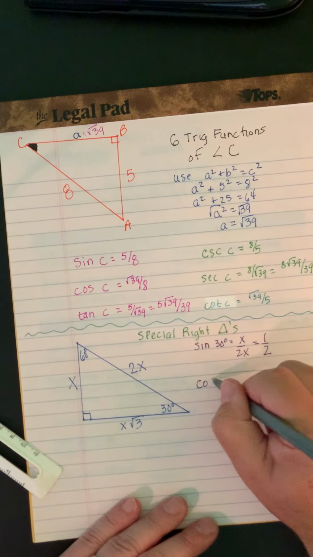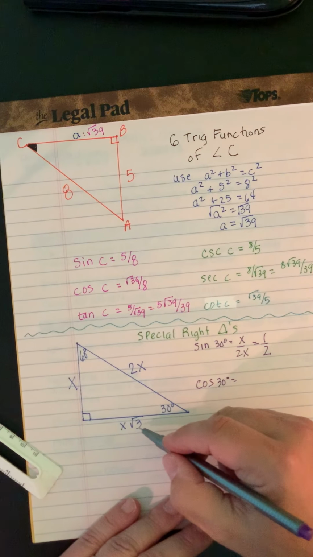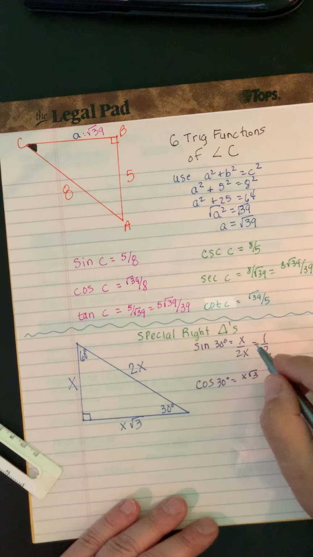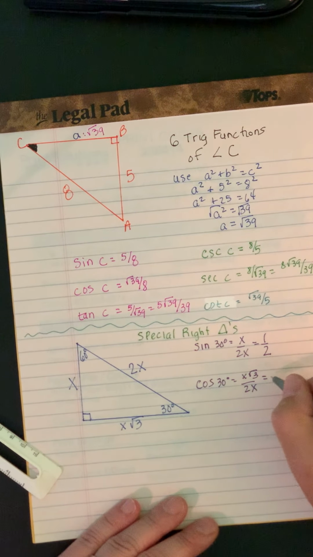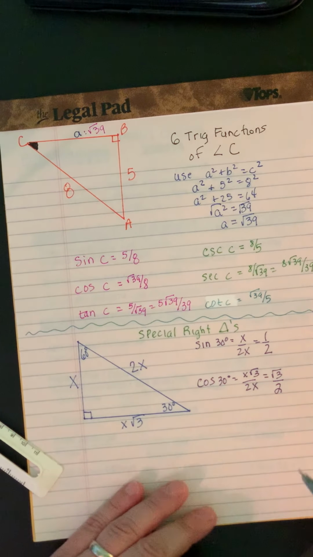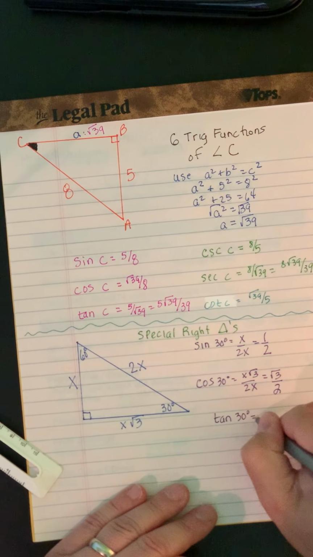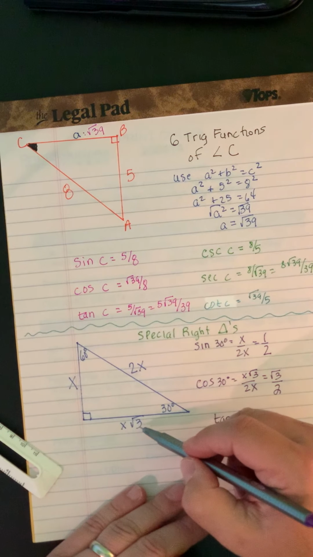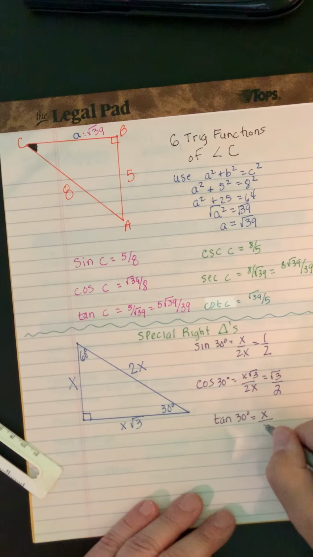Every 30 degree angle, cosine of 30, here's 30, so adjacent, x radical 3 over 2x. Simplify that, the x's divide out, radical 3 over 2. And then the tangent of 30 is going to be opposite over adjacent. So x over x radical 3.